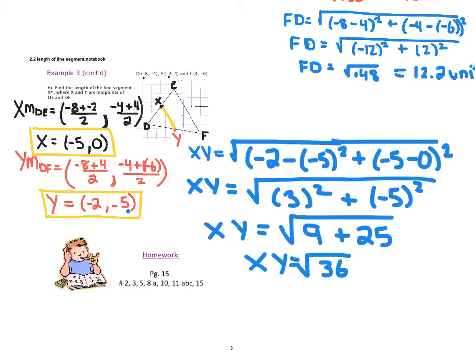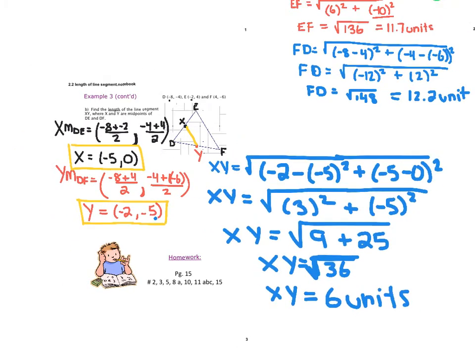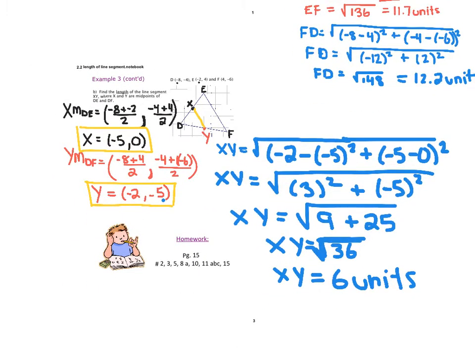And just don't forget to square root your question. So some people forget the square rooting, okay? So XY in this situation equals 6 units. So I think that's a really good question because what it does, it incorporates your midpoints, okay? but then it incorporates the length of a line segment, and that's why I want to do those two lessons together.